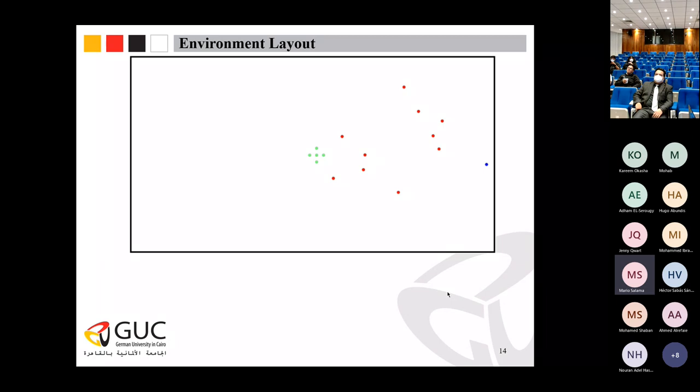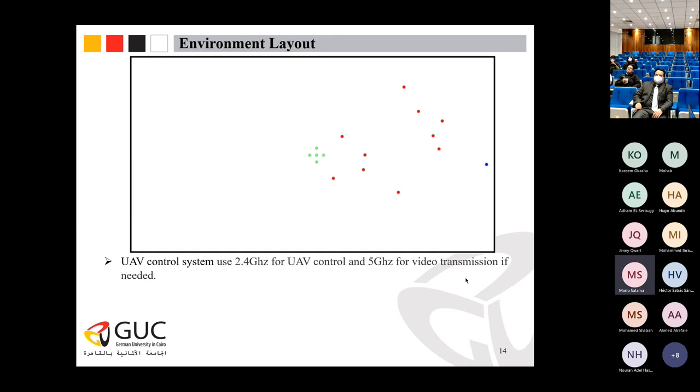flocking problem or not, I chose a particle environment built in Python. I started by setting the layout for my environment and the number of agents and obstacles. So for the layout, starting with the size of my environment, I chose the size based on the fact that most UAV control systems use 2.4 gigahertz for UAV control and 5 gigahertz for video transmission. This setup will give the user approximately 6 kilometers of range. So the environment I built has the dimensions of 5,500 meters by 3,000 meters.